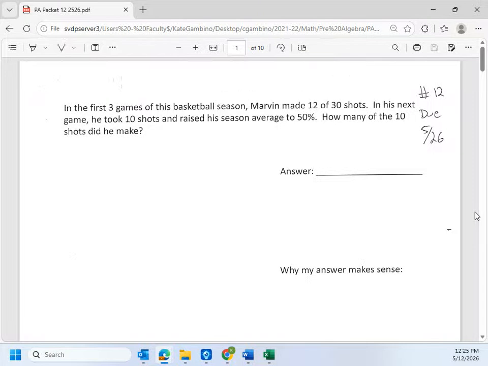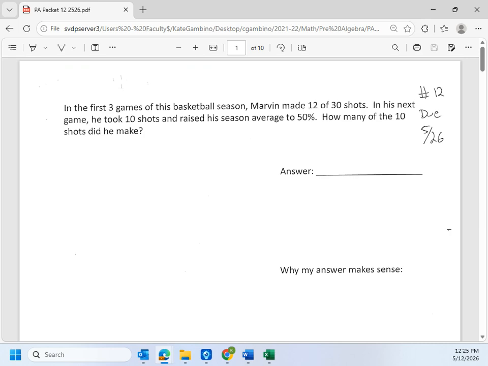Good afternoon. Today we are making our video for packet number 12. Packet number 12 is the one that's the last packet of the year, due on May 26th. Some of you have it as an assignment, some have it as extra credit. If it is extra credit, you can only turn it in once to be able to fix mistakes on it.